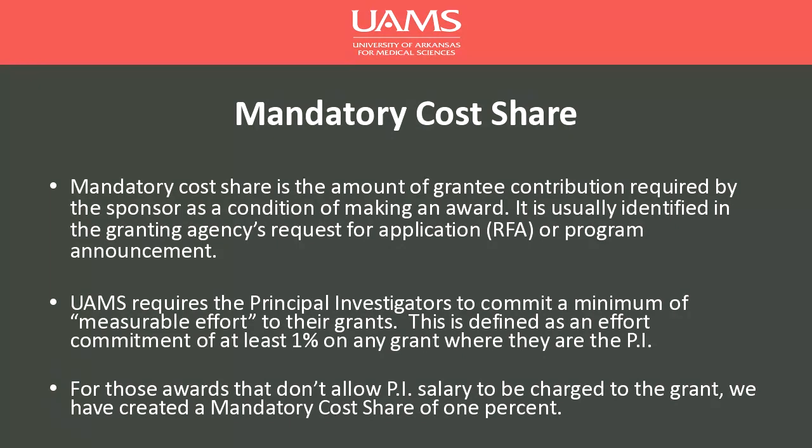UAMS requires that the principal investigator commit a minimum of 1% of measurable effort to their grant. And it's defined as effort committed by the PI. So even if a grant agency says we don't allow PI effort on a grant, UAMS is going to put 1% of cost share mandatory on that grant. And that's only on grants that have activity.